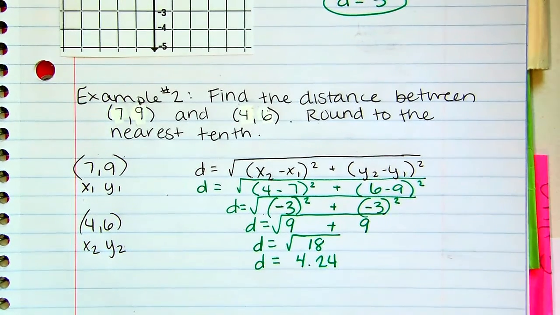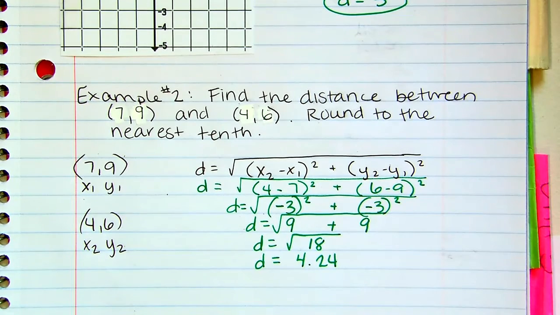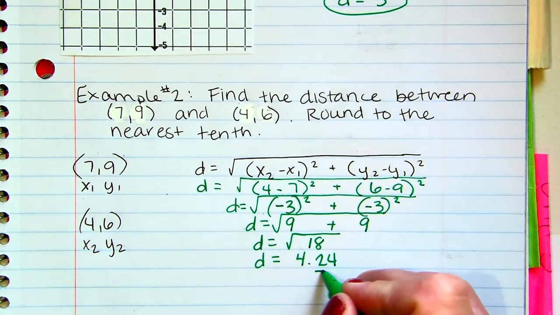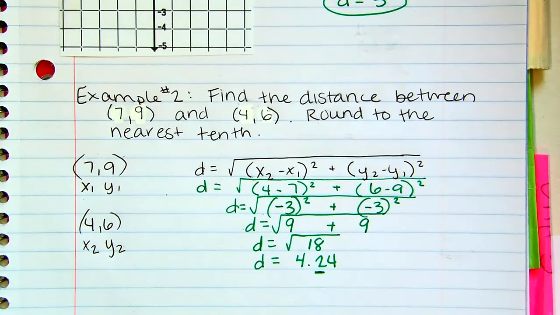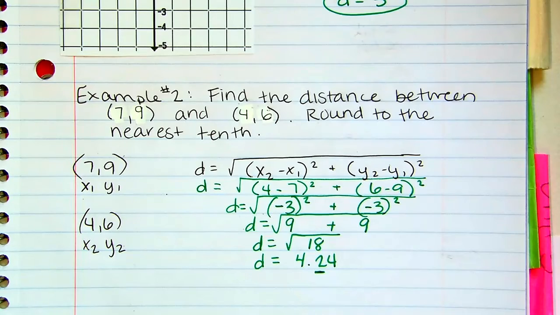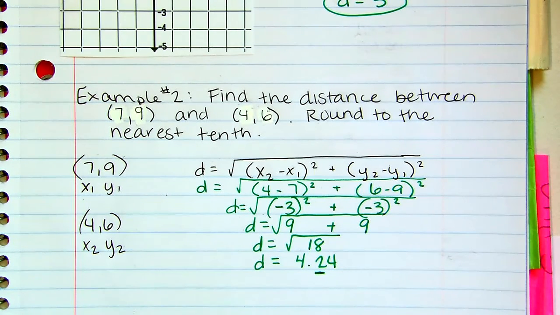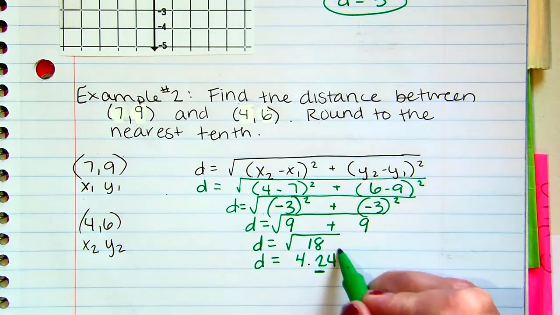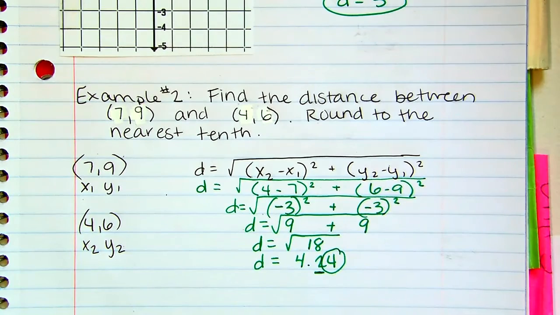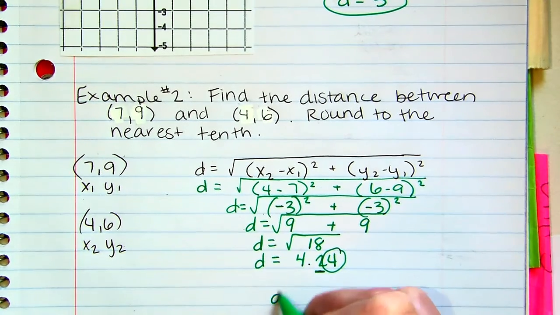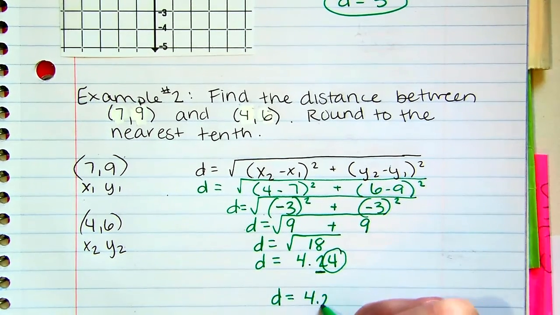Now, we want to round this to the nearest tenth, which means we want to focus on this 2. Is that 2 going to move up and become a 3, or will it stay as a 2? In this particular problem, because the 4 next to it is less than 5, we're going to keep it as 2. So our final answer is D is equal to 4.2.